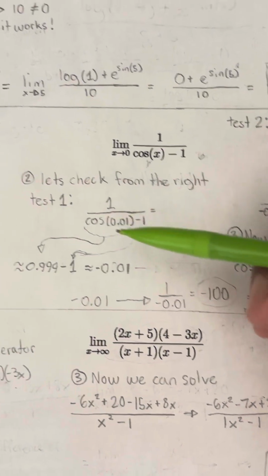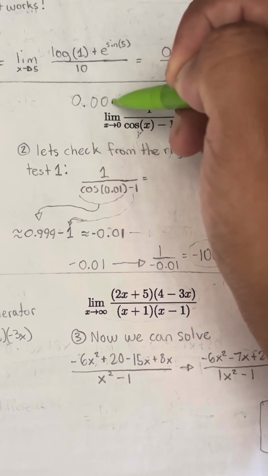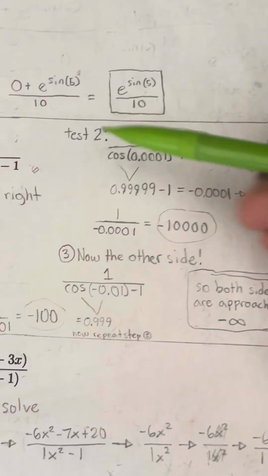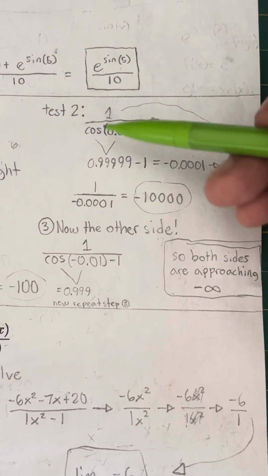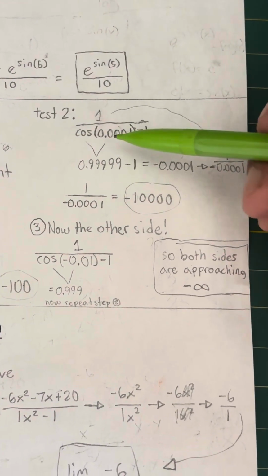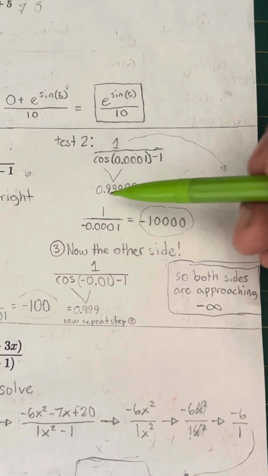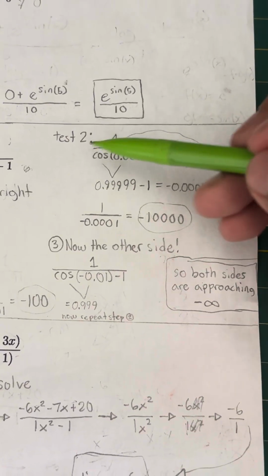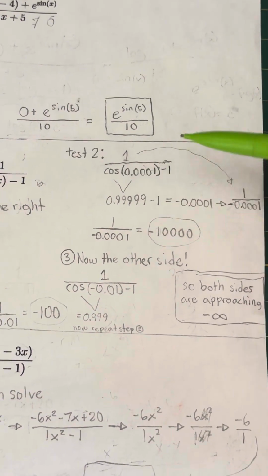Okay, what if we do another test? What if we do something even closer to 0? Let's do a few more zeros and see what happens. So for our second test, we put a couple more zeros to get even closer to 0. And if it's getting even closer to 0, then cosine of something closer to 0 should be closer to 1. So we add even more 9s to 0.9999, getting closer to 1 once we compute cosine of 0.000.